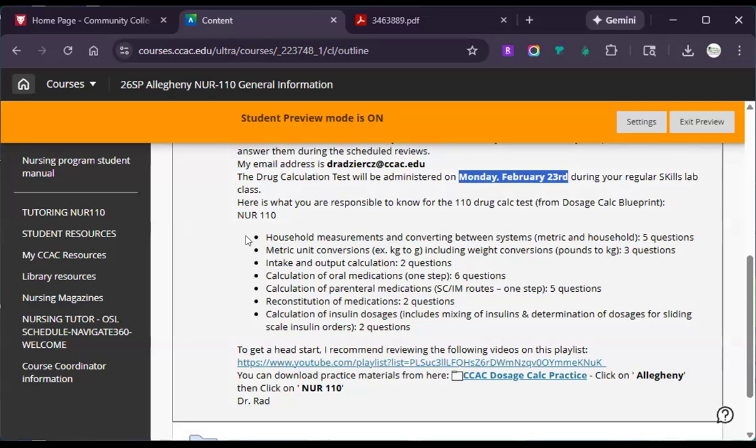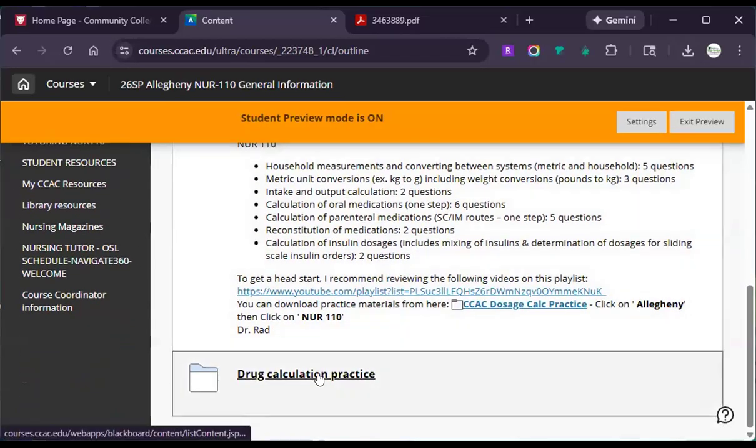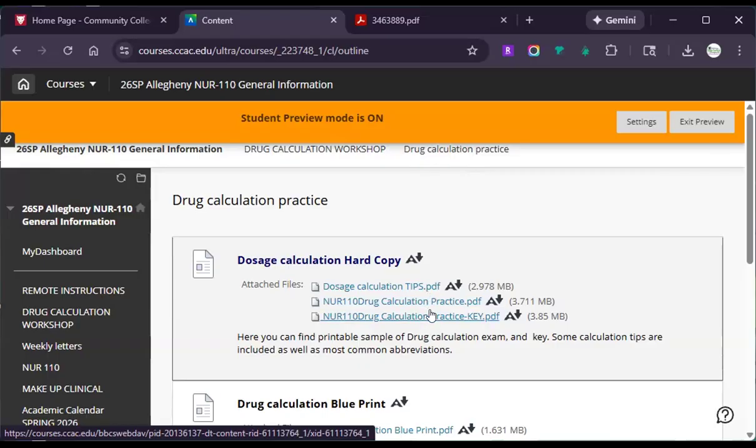So couple things. We will talk about the blueprint, but I wanted to show you just some of the other things to look at. So if you open up the drug calc practice link here, it creates this folder. I'm going to be talking about these tips in a little bit. You could open up the practice set and you'll get a paper practice set of your test with a variety of questions. The key is right underneath.